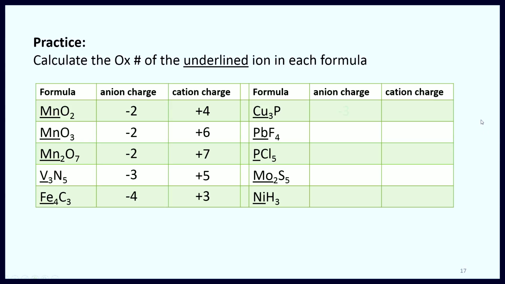In the case of Cu3P, phosphide is in group 5A, therefore it's -3. Each copper must be +1. Fluoride is in group 7A, so it's -1, and there are 4 of them, so lead must be +4. Chloride is in group 7A, so it's -1, and there are 5 of them, so phosphorus must be +5. Sulfide is in group 6A. That's -2 for each sulfide, times 5 is -10, divided by 2 is +5 for each molybdenum. And hydride is in group 1A, so it's -1 as an anion, and there are 3 of them, so nickel must be +3.